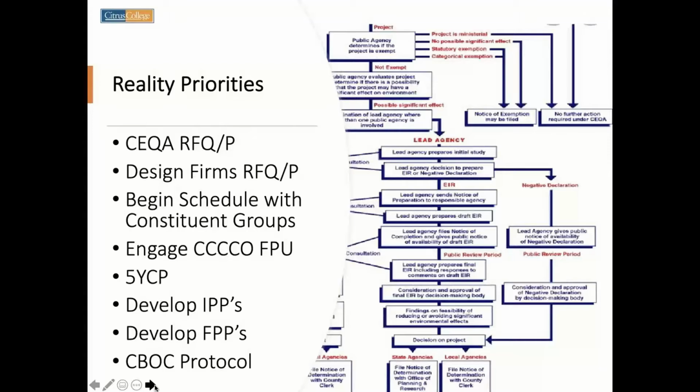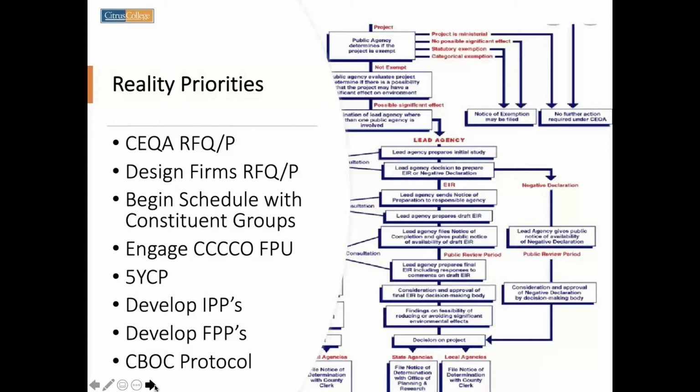So one of the first things that we did is to begin scheduling with all of the constituent groups on the prioritization of the projects. So I talked about the Physical Resources Committee. One of the things that we brought forward to them is our idea on which project would go first, which one would go second. And in that, there are a few variables that have to be considered. Those I will talk about a little bit later.